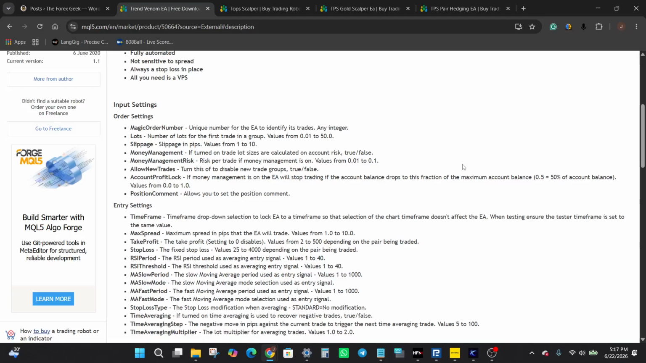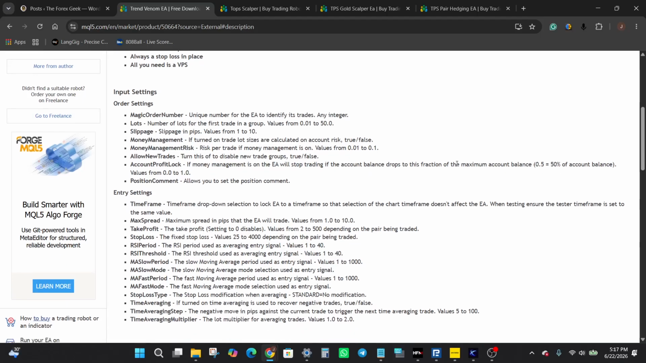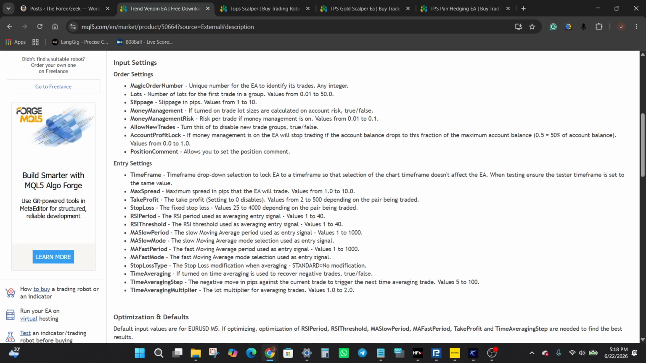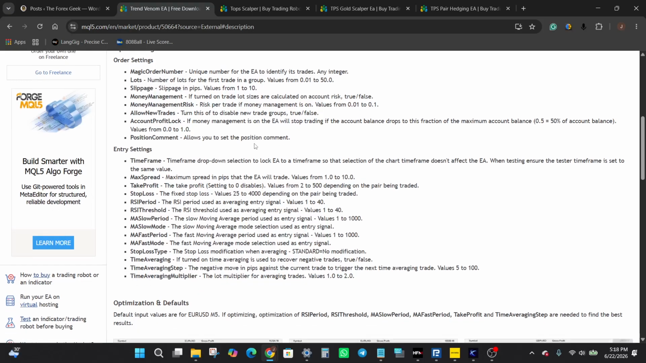The order settings include manual lot sizing as well as an optional money management system. When enabled, position sizing can be calculated based on account risk settings. There is also an account profit lock parameter that can stop trading if account equity falls below a specified percentage of the maximum account balance. The entry settings provide the core configuration controls for the strategy. We can see adjustable RSI periods and RSI threshold values, along with separate fast and slow moving average periods and mode selections. Since the developer states that moving averages and RSI are used as trading signals, these settings appear to be central to how the EA identifies opportunities.